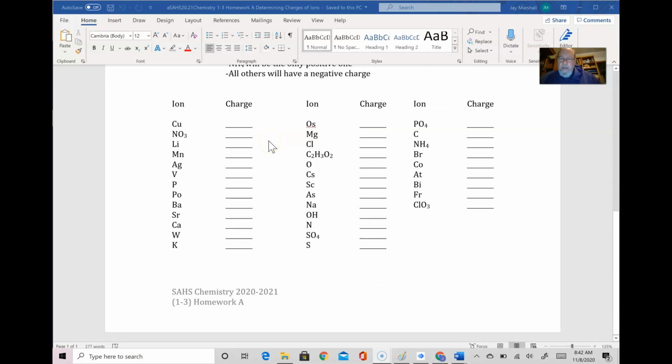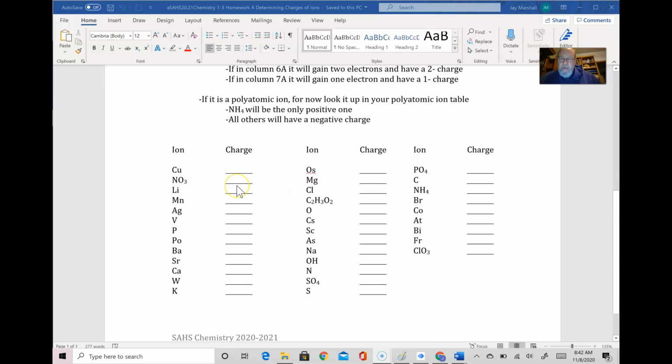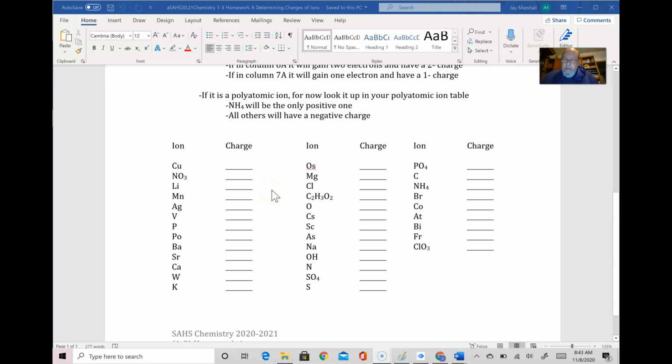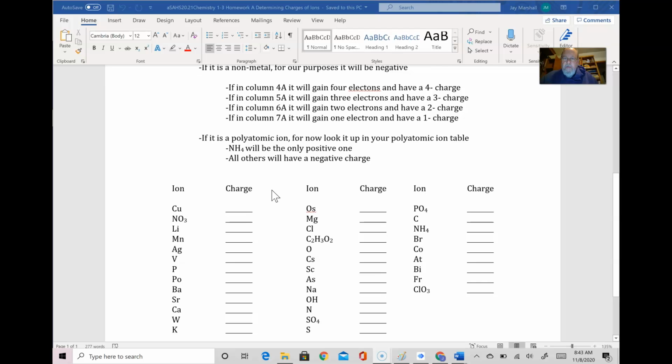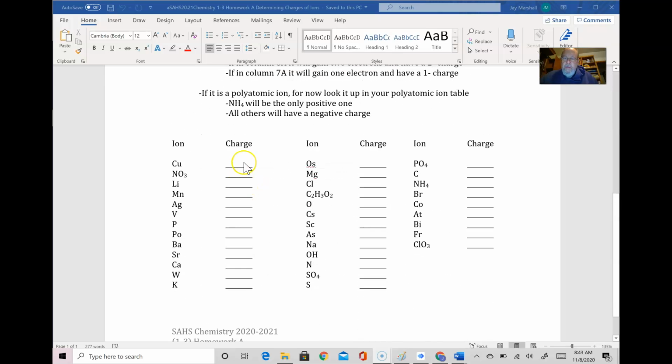And so go ahead and complete this assignment in this way, and once you finish it, print this off, then write the charges in and take a picture of that and submit that to me through Canvas. If you don't have a printer, you can do this electronically. This would be easy to do electronically because you don't have to draw anything.